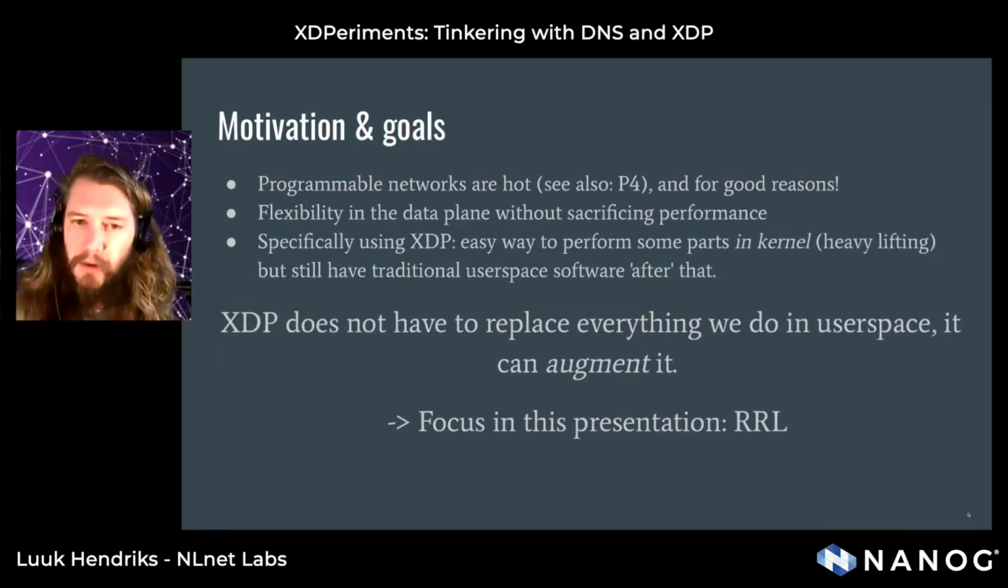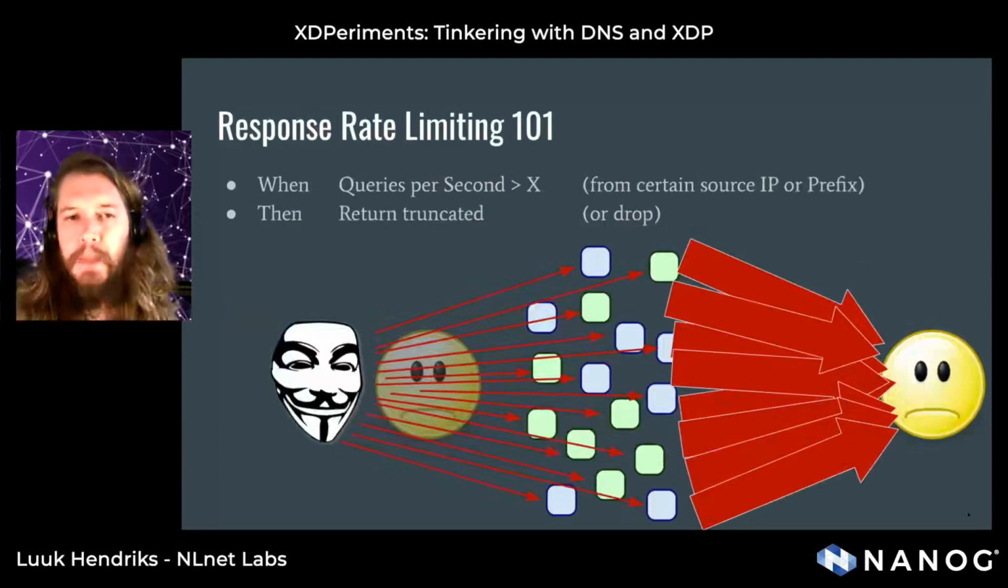And I think that's the most important takeaway of this presentation. The thing we realized after working for almost a year with XDP now is that you can use XDP to augment what you already are doing on your system. You don't have to replace everything that you're doing in user space. You don't have to replace your entire DNS name server or resolver. The focus in this presentation to show you what we do is response rate limiting. We'll take it as a use case and show how you can make a drop-in in XDP to perform response rate limiting in your kernel.